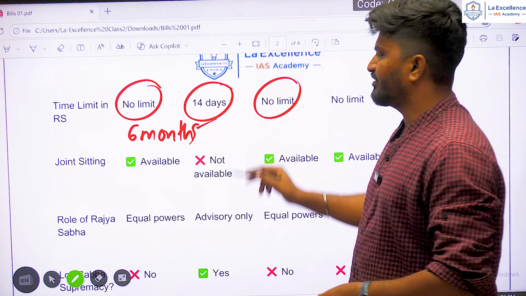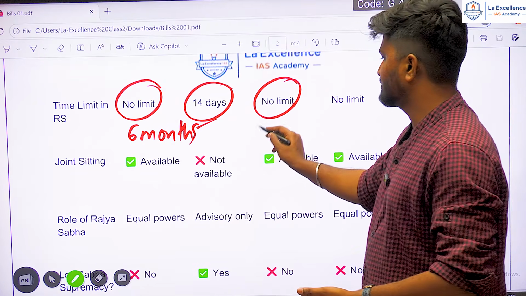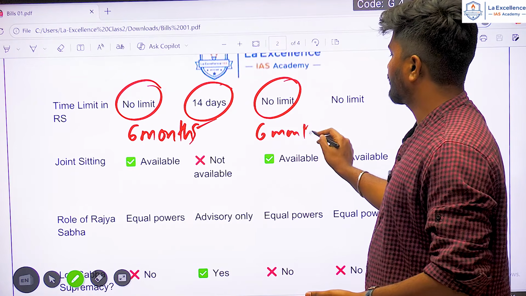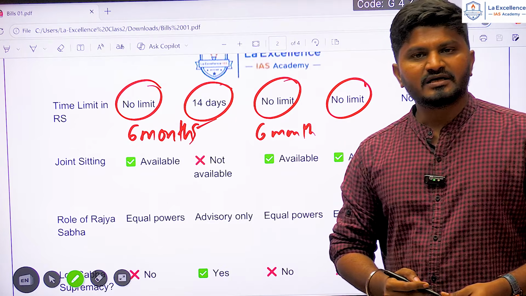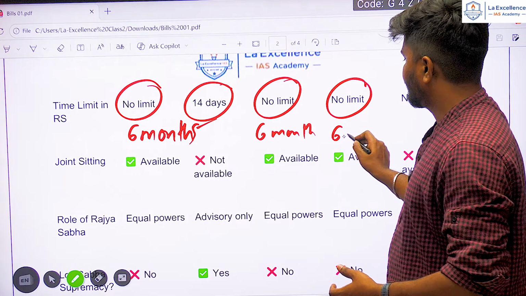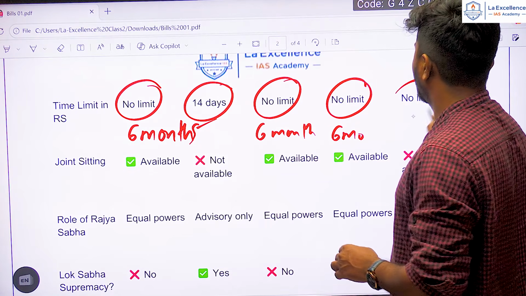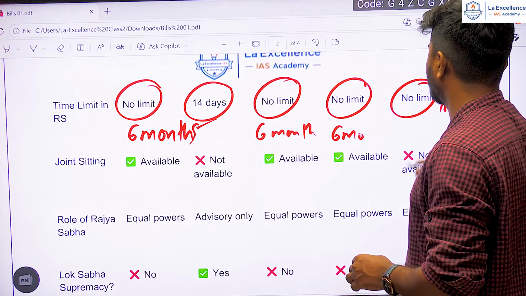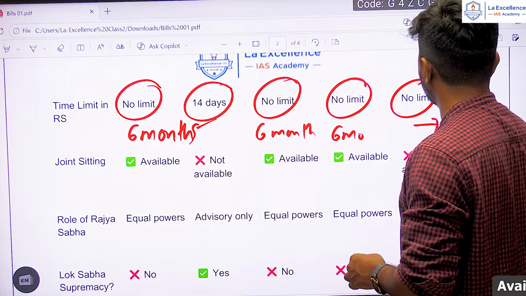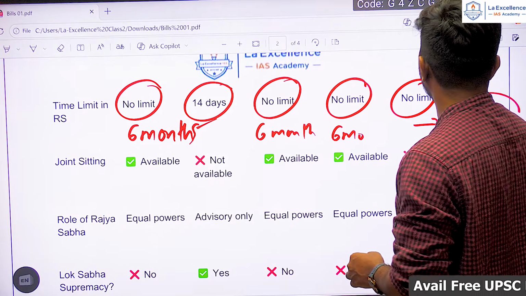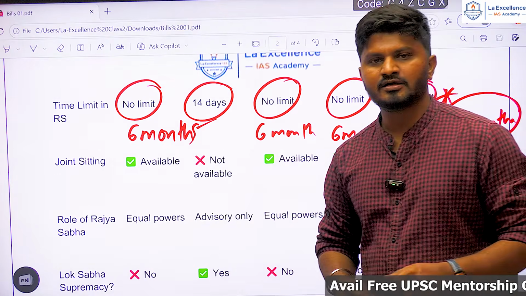And again, for financial bill type 1, no limit, in the sense 6 months. Even for financial bill type 2, there is no 14 days limit, but the maximum time is 6 months. For constitutional amendment bill, however, there is no limit. Not even the 6 months time period is provided for constitutional amendment bill.